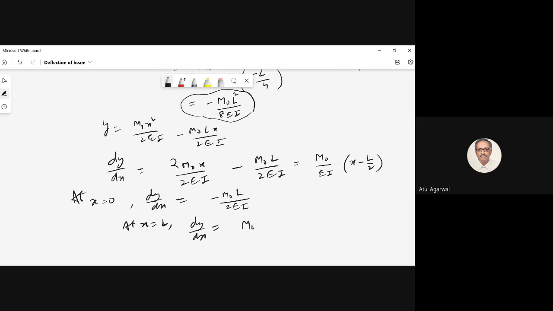M naught L by 2EI. At x is equal to L by 2, dy by dx is 0 as expected. At the mid position of the beam, your slope is 0. Put x equal to L by 2. So total rotation is rotation at the right hand minus rotation at the left hand, and you get M naught L by EI.